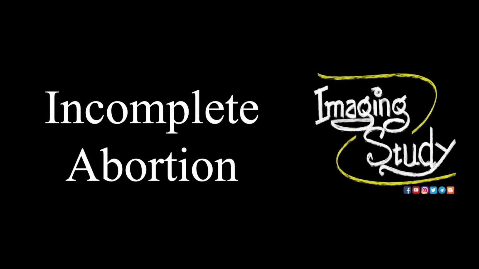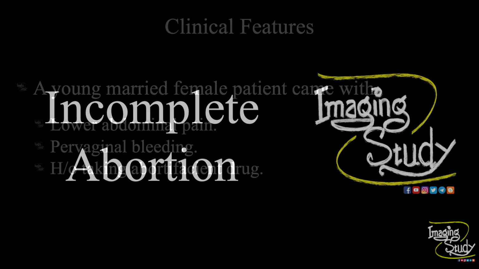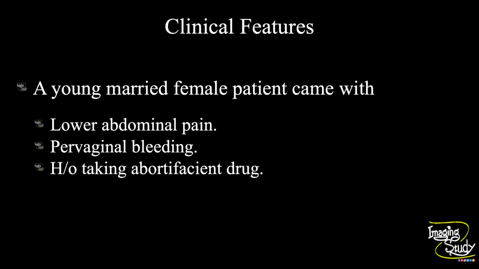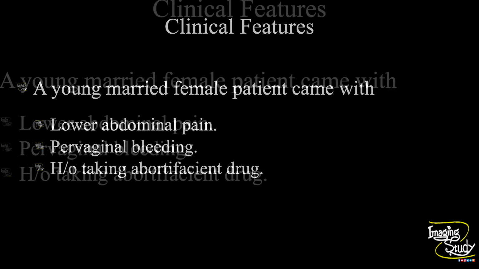Today we are going to see a case of incomplete abortion or retained products of conception. A young married female patient came with lower abdominal pain and pervaginal bleeding. She had given a history of amenorrhea for around 2 months and also history of taking abortifacient drug. Let's see what we have got on ultrasound.